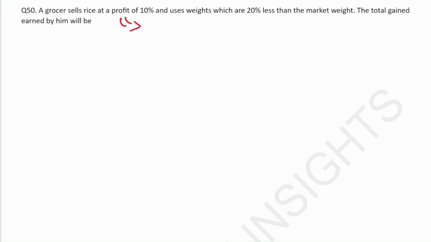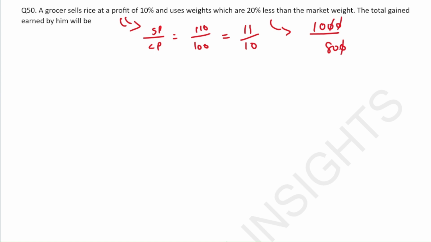So a grocer sells rice at a profit of 10%. So a profit of 10% means if the cost price is 100, then he is selling it at 110, right? So if you convert into simplest form, this will be 11 by 10. And he is using weight less than 20%. So this will be what? If the actual weight is 1,000, he is using weight less than 20%. So 20% less will be 800, right? So 0, 0 cancel. The simplest form will be how much?